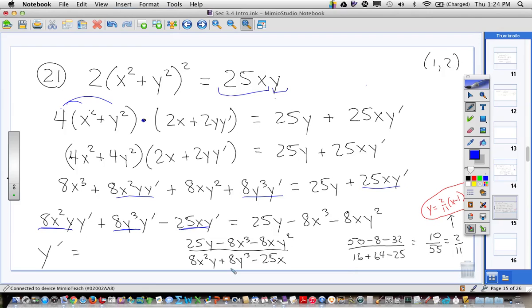Now, that's what we would have to be able to do for a gateway problem. But again, I don't anticipate there being one with this much algebra in it, right? The harder ones I'd save for some other stuff. But that's what we would be after, to find y prime.